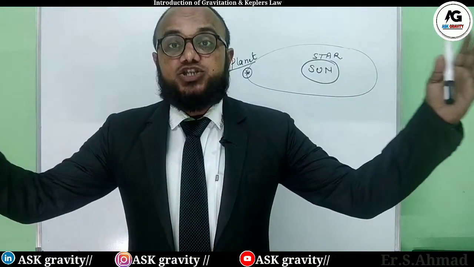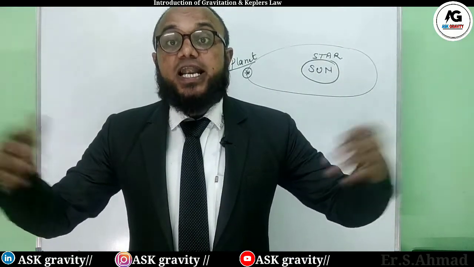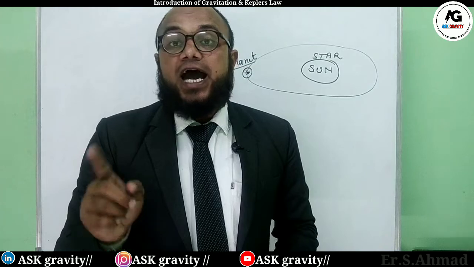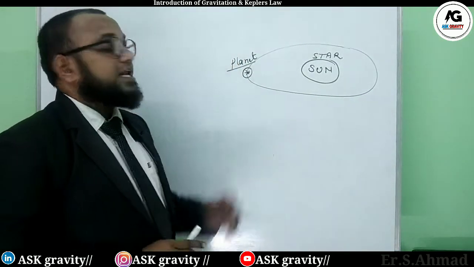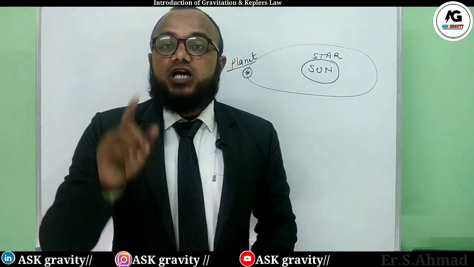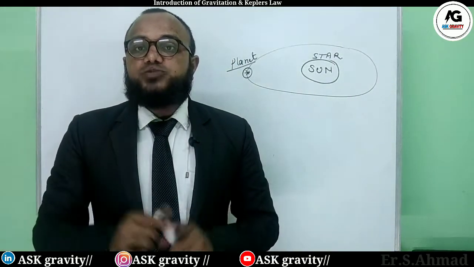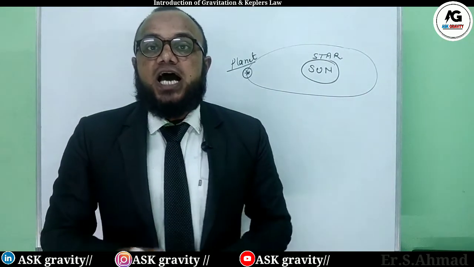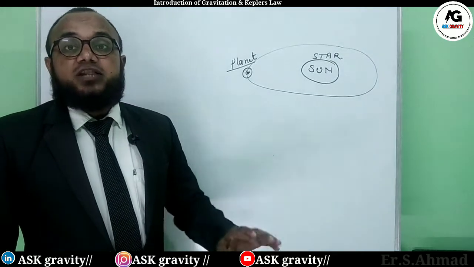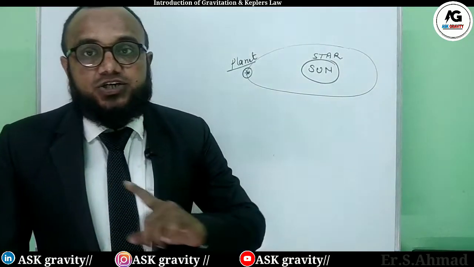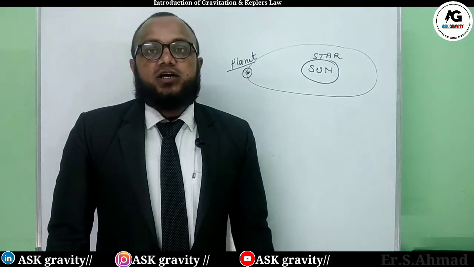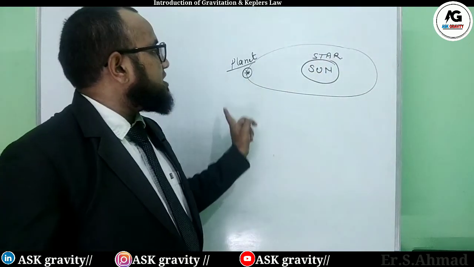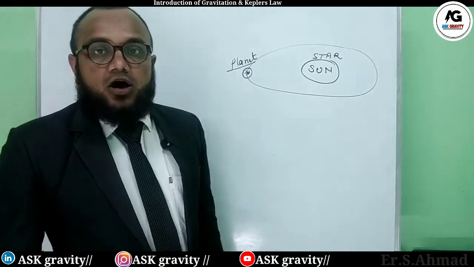There may be millions of comets, asteroids, and celestial bodies revolving around the sun, but they are not considered planets, because a planet has some standard criteria. When an object satisfies these standard parameters, then it is called a planet. Otherwise, it is not considered under the category of planet. So remember, planets are those objects which revolve around a star, that is the sun, in an elliptical orbit.